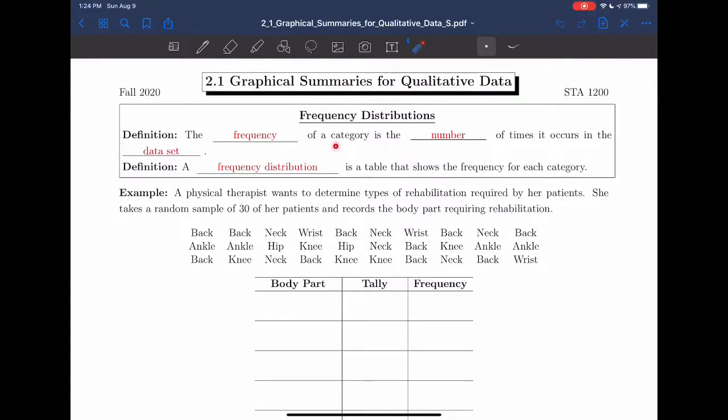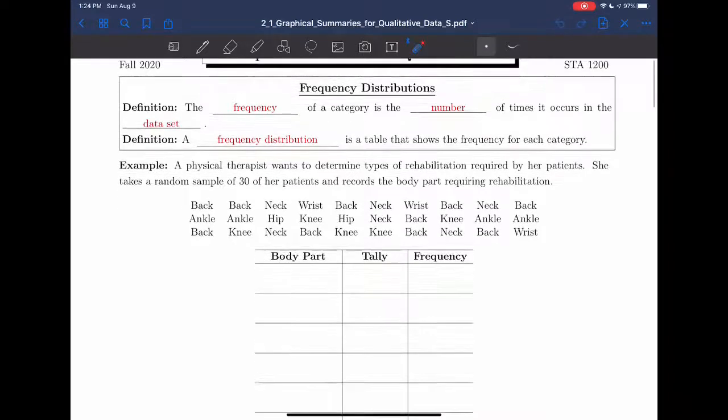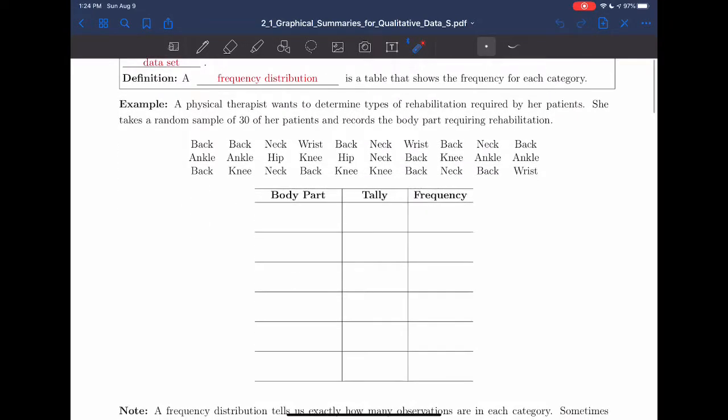The frequency of a category is the number of times it occurs in your data set. But a frequency distribution is actually a table that shows the frequency for each category. So let's look at an example. Let's say you're a physical therapist and you took a random sample of 30 of your patients and you ask them about which body parts need some work.